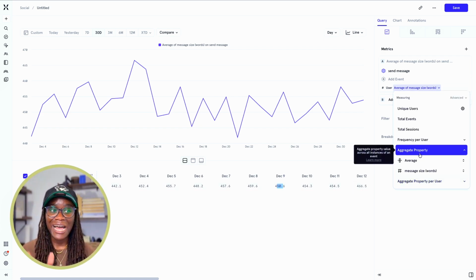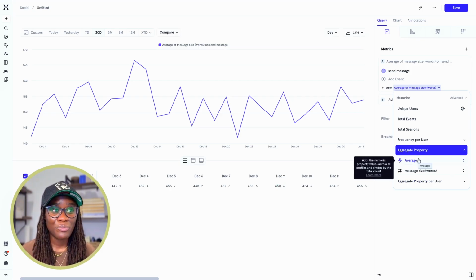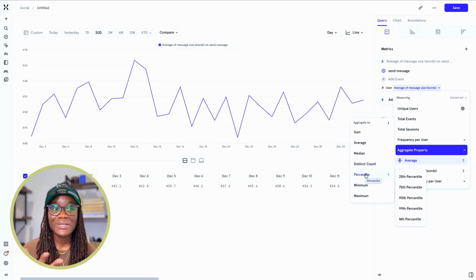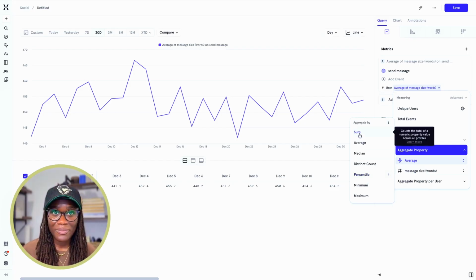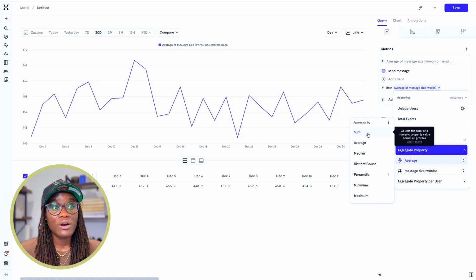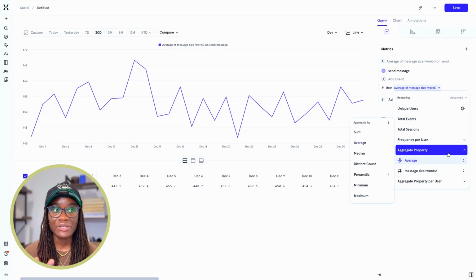Now that we understand aggregate property as a way of summarizing, we should also note that for aggregate property, it doesn't only have to be an average. It can also be a median, a distinct count, a percentile, or a sum of a numeric property, but an average is easier to explain for us. So depending on what you're trying to measure, if you're trying to aggregate or roll up or summarize a numerical property across all the user profiles, you use an aggregate property.